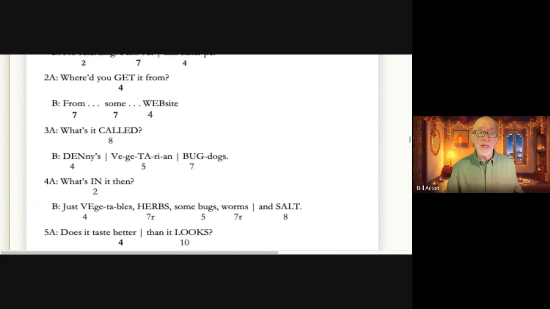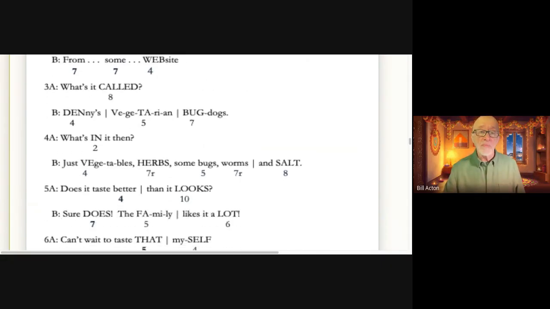3A is the simple 8. What's it called? What's it called? Okay. Then 4, 5, 7. Denny's vegetarian bug dogs. Denny's vegetarian bug dogs. I know that really sounds funny. I have actually had a hot dog, a looking like thing that was made from bugs, and it was delicious. It's true.